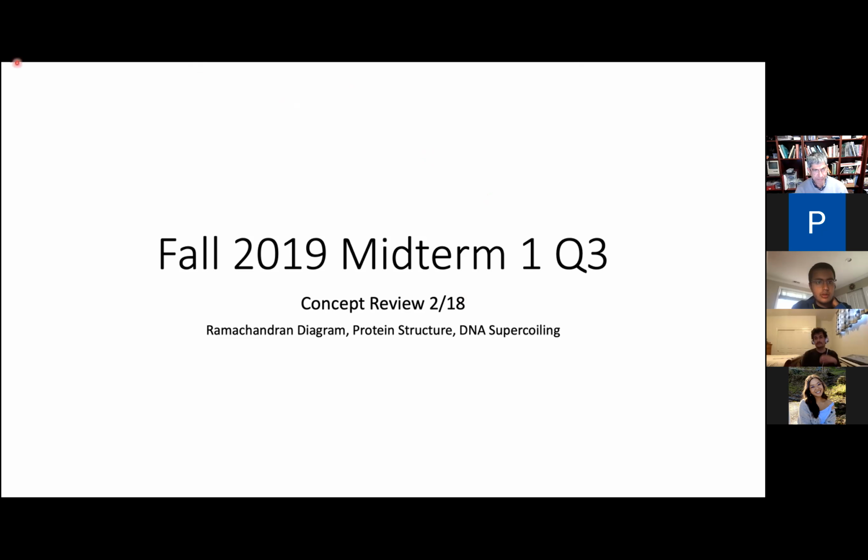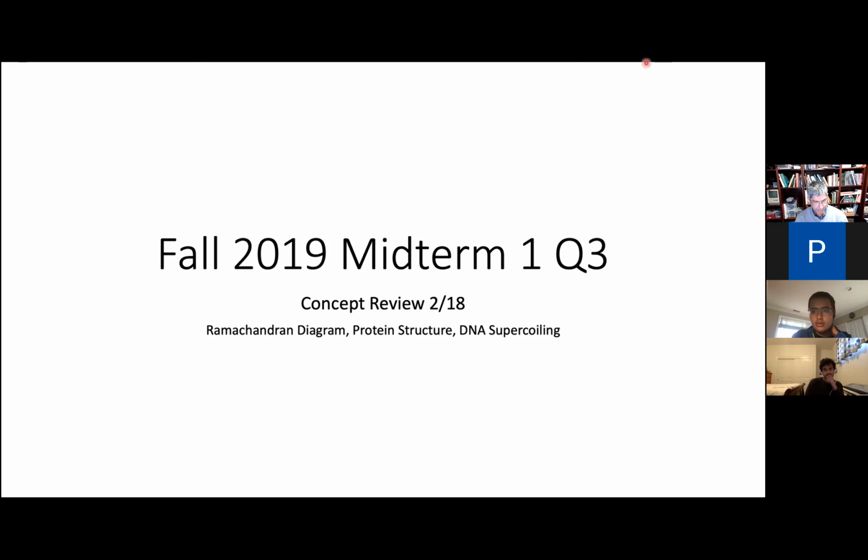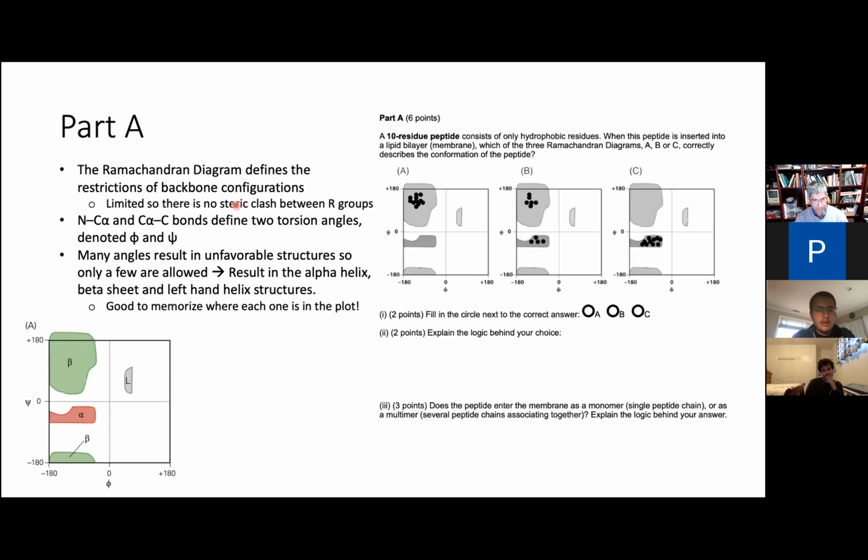Okay, so part A. Part A says that there's a 10 residue peptide consisting of only hydrophobic residues that spans the lipid bilayer, and it asks which of the following 3 Ramachandran diagrams describes the conformation of this peptide.